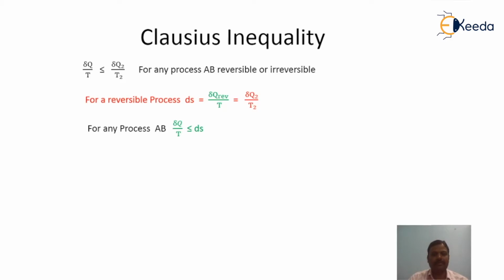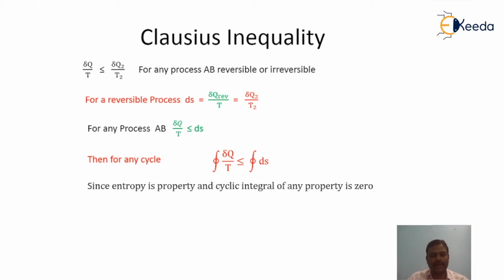Now we will have for any cycle, that means cyclic integral of delta Q divided by T is less than or equal to cyclic integral of ds. Since entropy is a property and cyclic integral of any property is 0, cyclic integral of delta Q divided by T is less than or equal to 0.